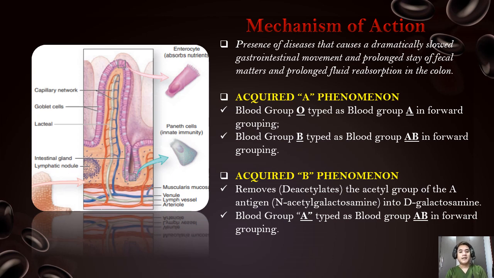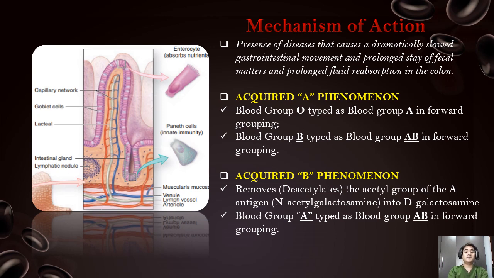forward grouping. And that is exactly why in an acquired B phenomenon, if the person is group A, and due to the presence of the bacterial modification that mimics the B antigen immunodominant sugar, this person's red cells will react to anti-B sera in the forward grouping, resulting now to having a blood type AB. And the same concept also goes with your acquired A phenomenon. If a person is blood group B, his red cells will type as AB in the forward grouping, and group O into group A respectively.